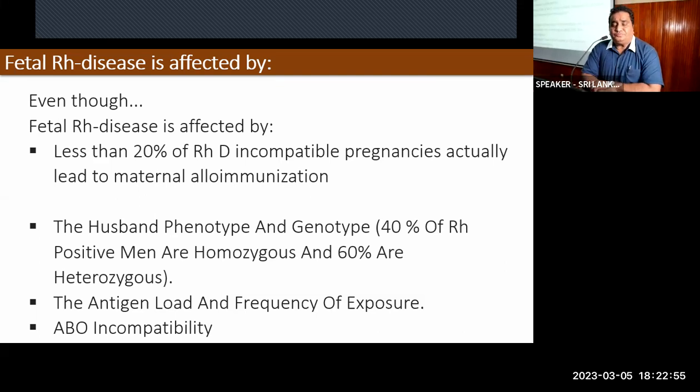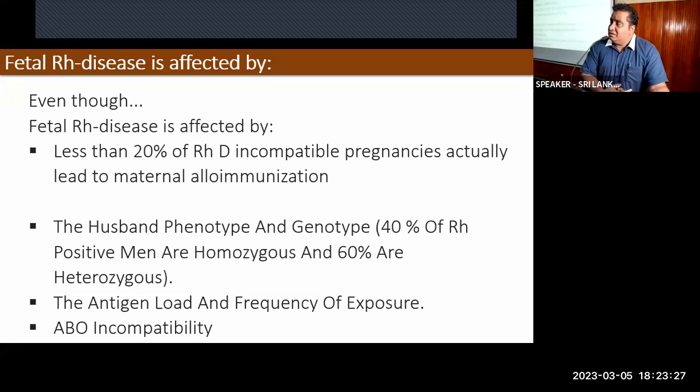So even though we discuss so many percentages of RH disease, less than 20% of the RH incompatible pregnancies actually lead to maternal alloimmunization. This is due to husband phenotype and the genotypes. Only 40% of the husbands are positive and homozygous. 60% are heterozygous. You can see there is still non-appearance of the genetics in those husbands.